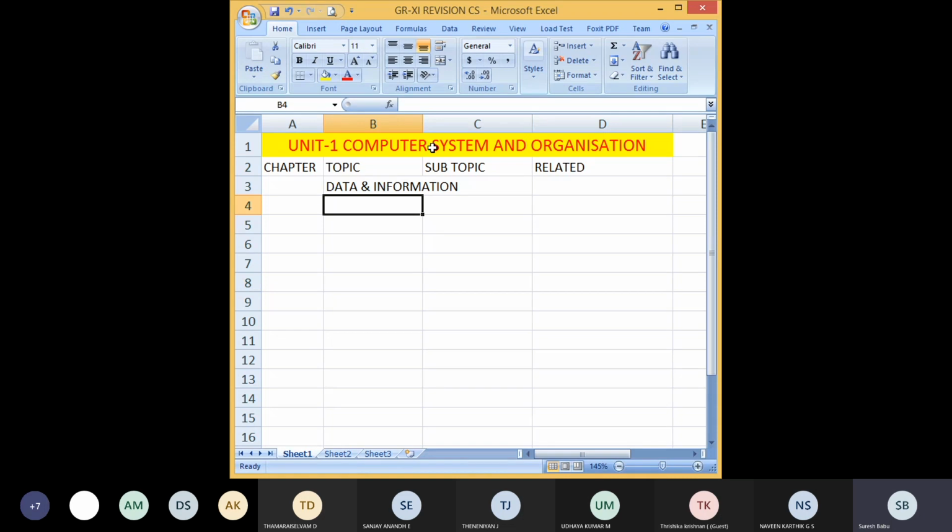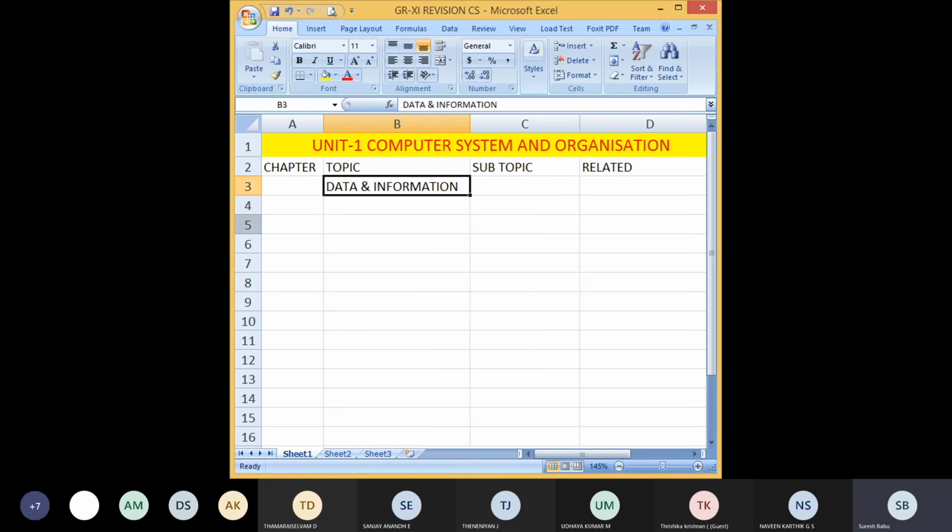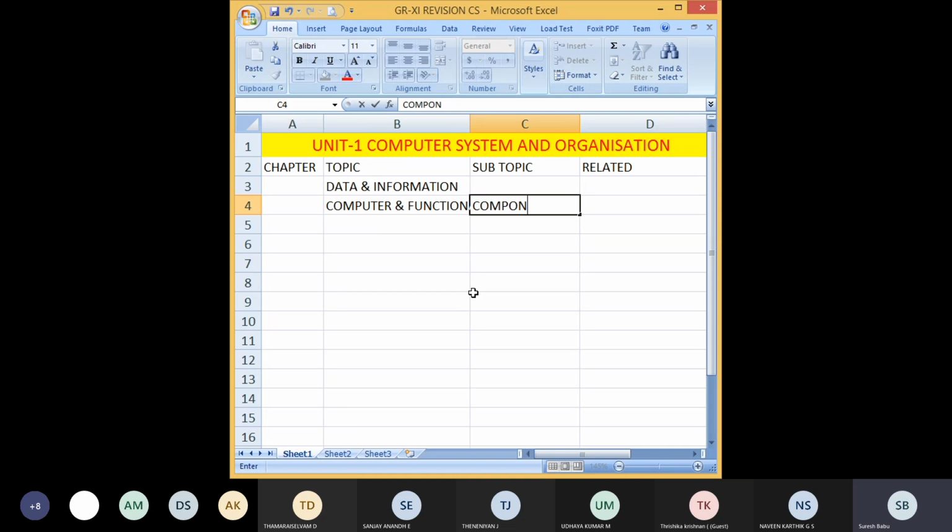First, you should know about data and information. What is raw data and what is information? Information is processed data. And you should know about the computer and its functionalities, the definition of a computer and its functionality. What are the main functionalities of a computer? This is very important. Then the functional components. When you see these functionalities, you will discuss the components of the computer.